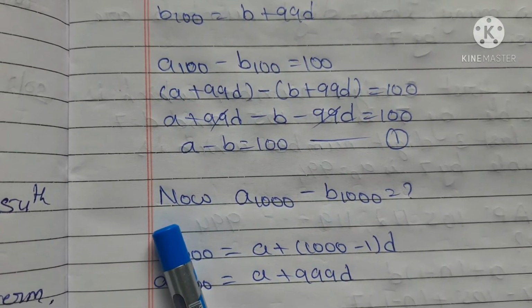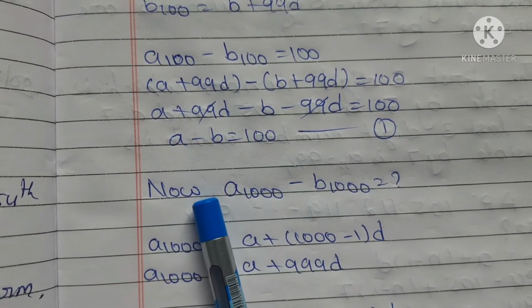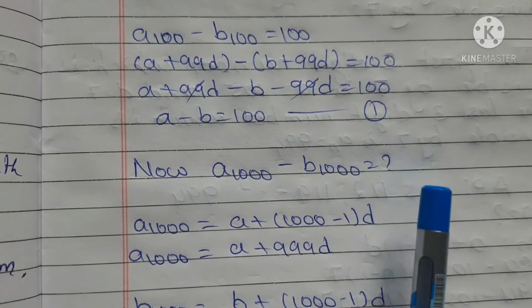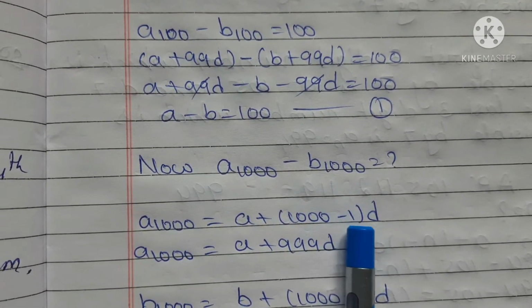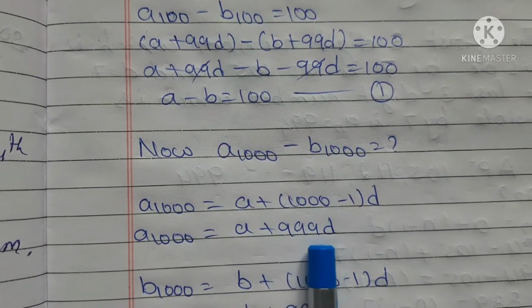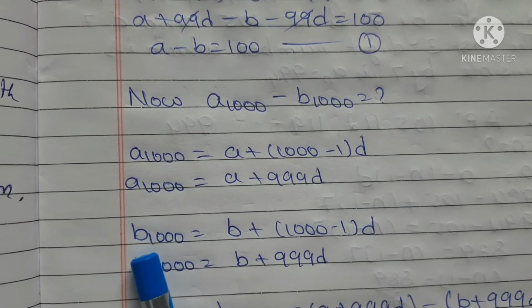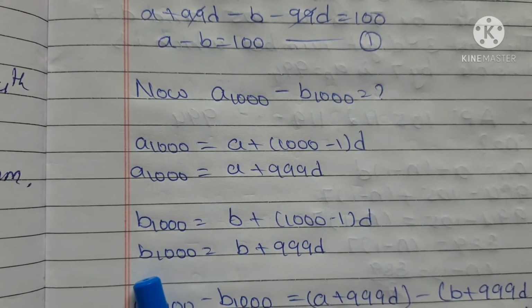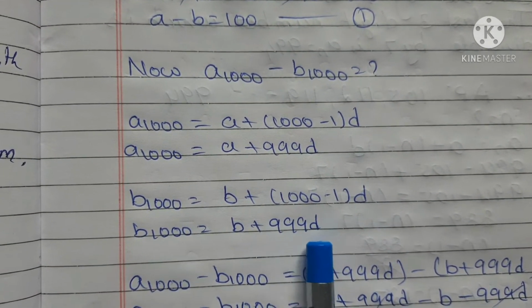Now what are they asking? What is the difference between their 1000th terms? That means we should find A1000 minus B1000. Now write down A1000 is equal to A plus 1000 minus 1 into D. A1000 is equal to A plus 999D, since 1000 minus 1 is 999. Similarly, B1000 is equal to B plus 1000 minus 1 into D, so B1000 is equal to B plus 999D.